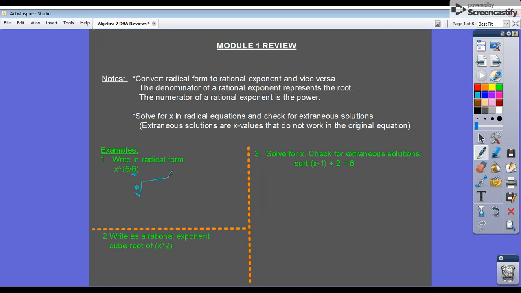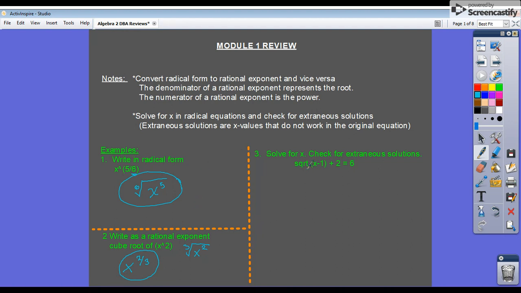So if I were to write this in radical form, it would be the sixth root of x, and the numerator is the power, x to the fifth power. If I were to write this the other way, so the cube root of x squared in radical form, to write this as a rational exponent, x would still have a power of 2. And since it has a cube root, that would tell me that the denominator is 3.